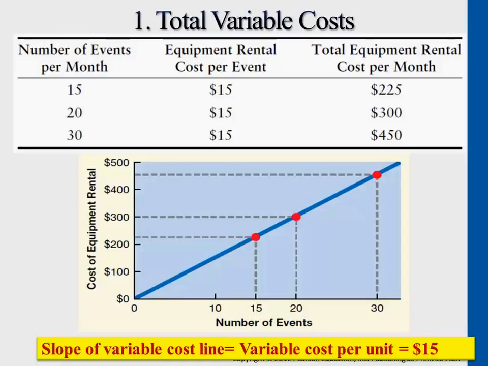Now, why do we start the graph over here? Why is this line linked to 0? No events. Exactly. So the idea of variable cost is if there are 0 events requested by customers this season, let's say it's low season, then of course we don't need to rent the equipment. None of this cost will exist. So we start from 0.